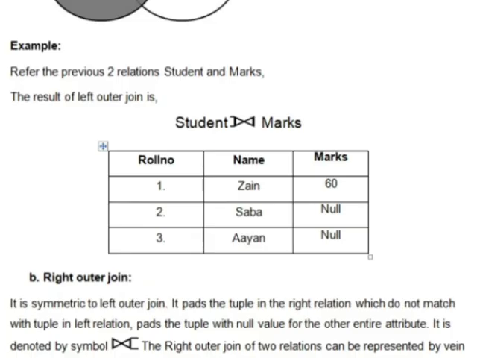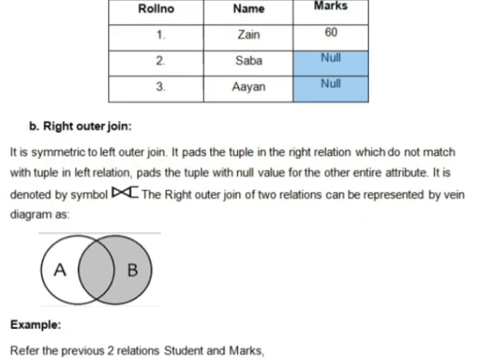So see here is a relation. I have roll number, name and marks. 1 Zen 60, 2 Sabha null and 3 Ayan null. This null means what? We are not able to find the values of marks from the second relation, that is the marks table. This is the result of left outer join.